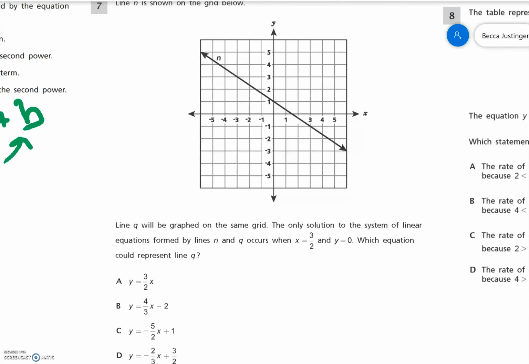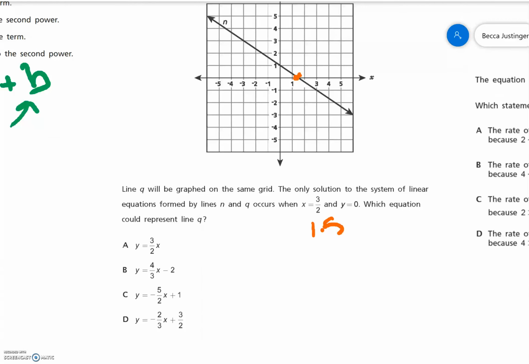So x equals 3/2 and y equals 0. So this is 1.5. So this is the solution. The line has to go through that point. So line Q has to go through the point 1.5, 0. So what I'm going to do is plug that into every equation and see if they're true.